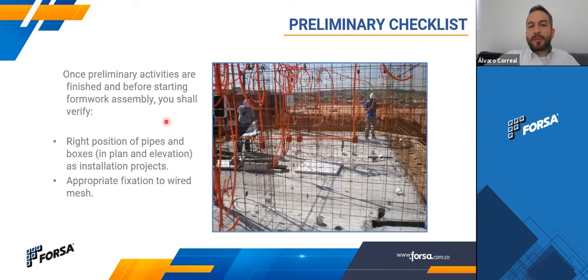Okay, once the preliminary activities are finished, then you have to do some checking. You do this with your supervisor, foreman, or junior civil engineers, and it's basically to check that everything is right in place, that everything is fixed in the right way. The electrical boxes are not going to move when you pour the concrete.